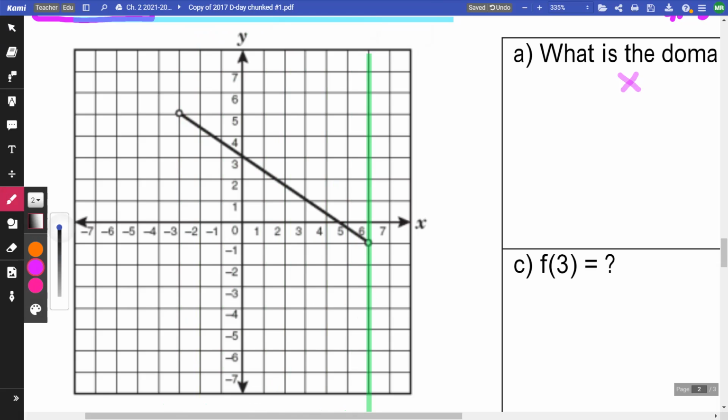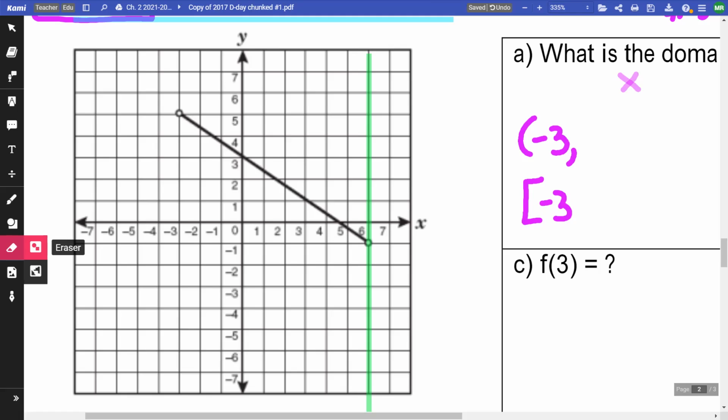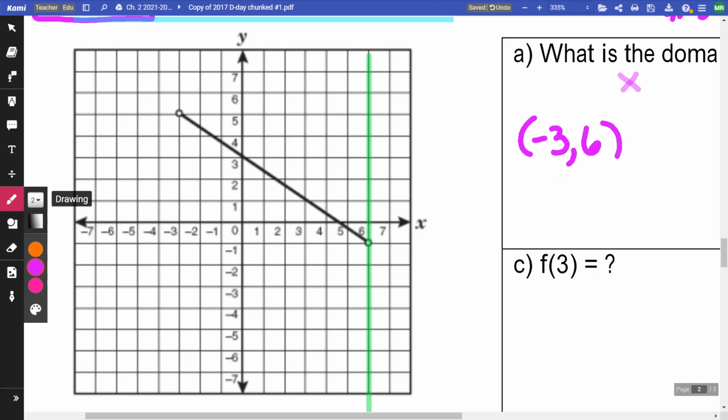So my domain, because it goes from -3 but doesn't include -3, I do an open bracket as opposed to a closed bracket. Closed bracket would have been if that had been a solid dot, and it's not a solid dot. So I have a parenthesis, which is an open bracket, to 6, which is also an open bracket.